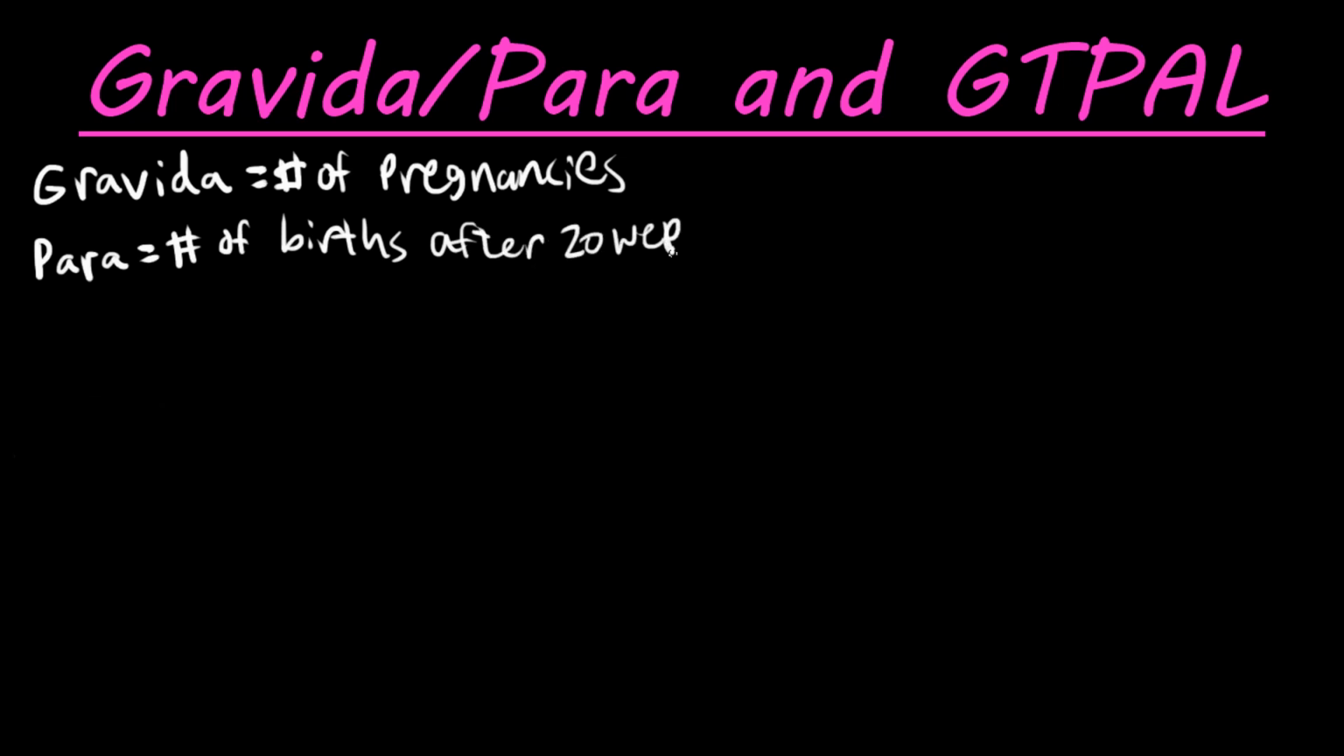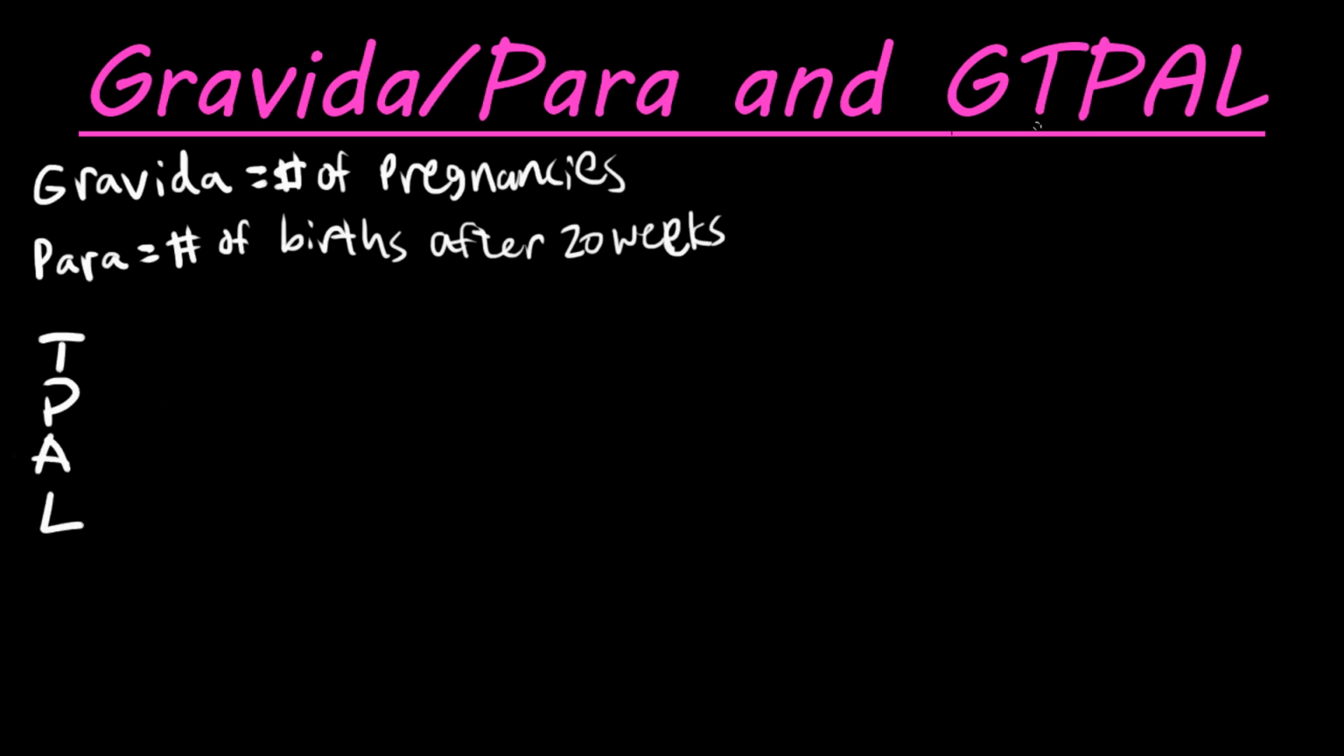Before 20 weeks, if the fetus exits the body, that would be an abortion, whether a spontaneous abortion, meaning a miscarriage, or an elective abortion. So anything before 20 weeks would be that. But para is the number of births after 20 weeks. This might be term births or preterm births that a woman has. And para is often broken down into this acronym, TPAL.